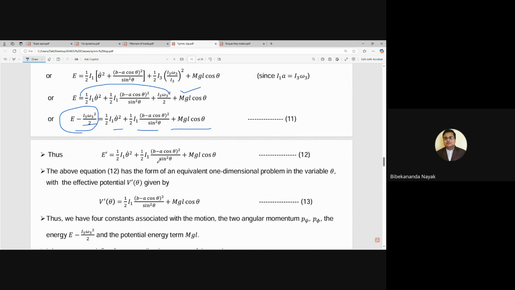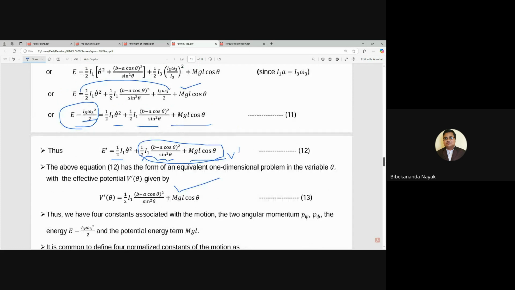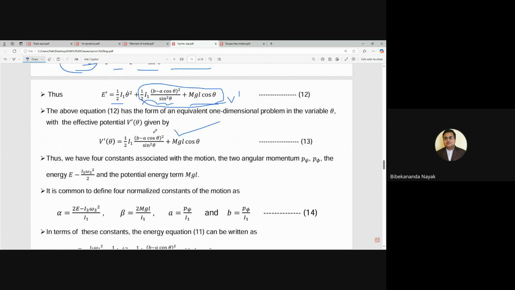So the above equation 12 has the form of an equivalent one-dimensional problem in the variable theta. It is just like an equivalent one-dimensional problem because it is kinetic energy, rotational kinetic energy, plus this term, which is a potential energy, so it behaves like an effective potential energy, V prime. I already did some problems in your central force motion, equation of orbit, and nature of orbit calculation. So now this equation is just like an effective potential and effective energy.